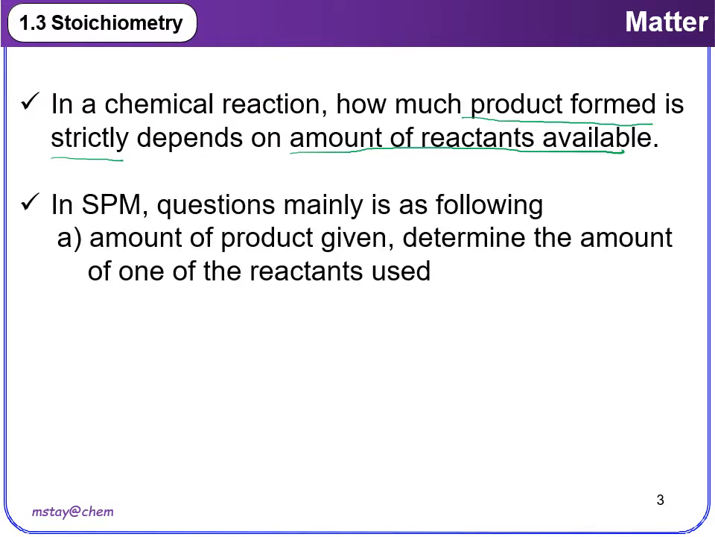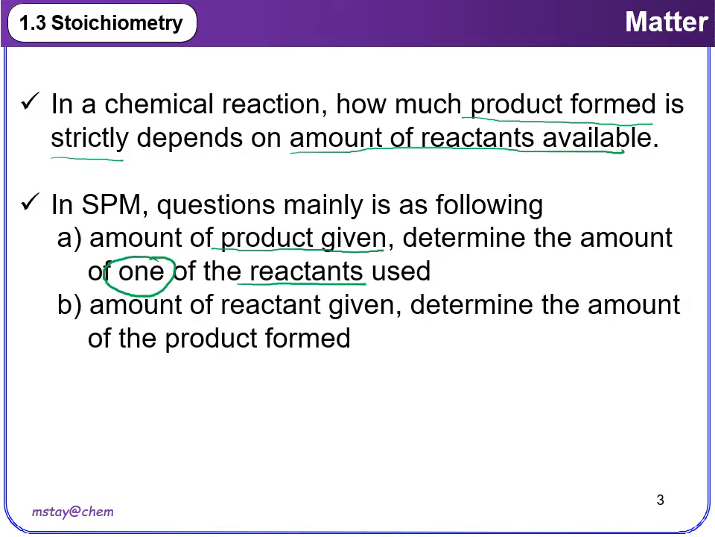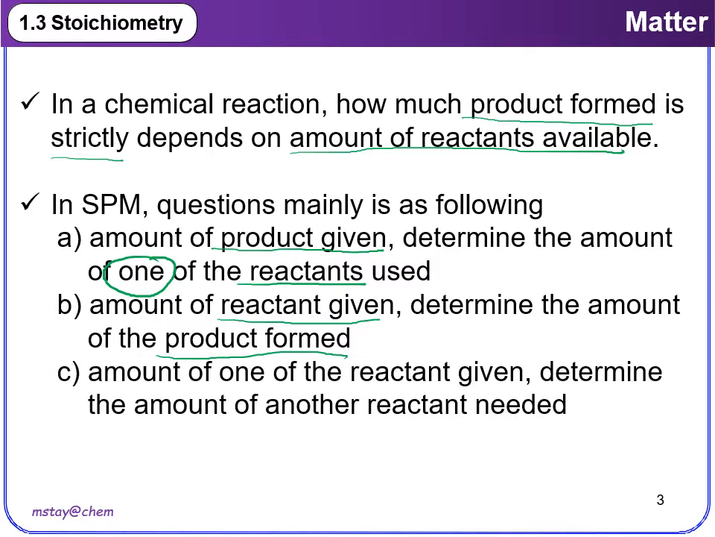Mainly in the question, maybe you will be given the product and then asked to find the amount of one of the reactants. Or the other way around, given the amount of reactant but asked to find the amount of the product. Or another one, they give you one of the reactants and then ask you to find another reactant. So basically there is a relationship between reactants and products.